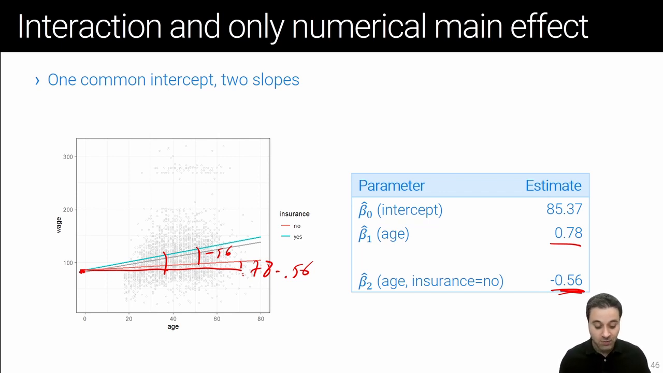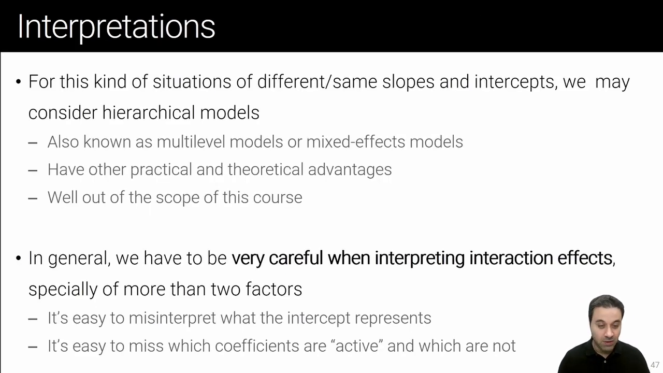This is a case again in which we have one common intercept because it might make sense from a domain knowledge point of view, and two different slopes. We are allowing for the H to vary the salary at different rates. And so you see that interpretations become a little bit more difficult given interactions, and we are only having one binary categorical predictor and one numerical predictor.